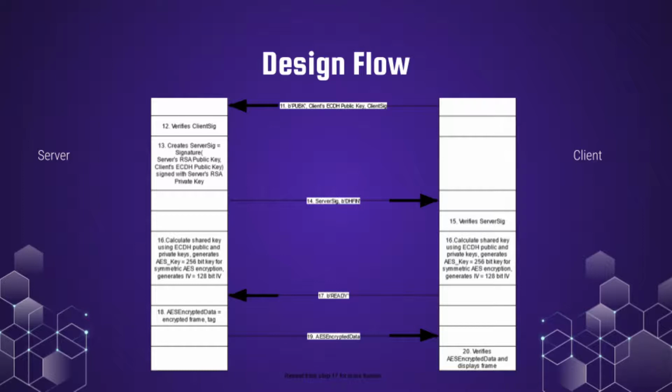The client verifies the signature, and at this point, all the parameters have been exchanged and they both calculate a shared key. They use this to derive a key and IV for the block cipher. They also use the shared key to derive a session ID and an HMAC key that will be used for tagging. When the client is done, it sends a ready message to the server to let it know it's ready to start receiving frames. At this point, a cycle starts.